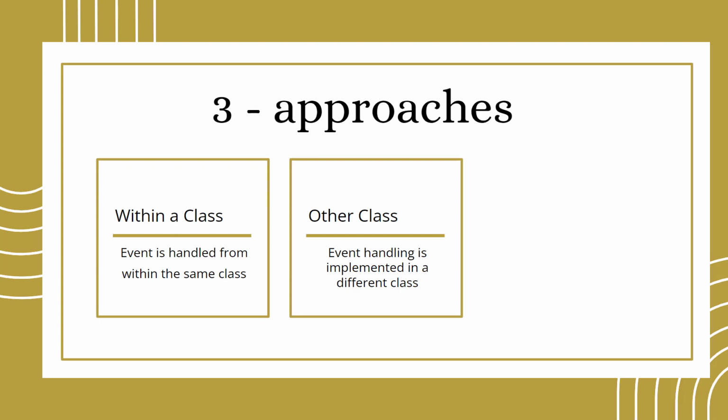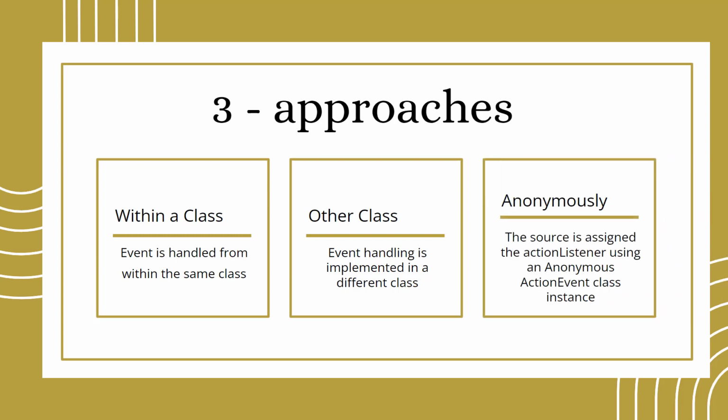Here the event handling is implemented in a different class. So in this case we normally have two classes. I'll explain this further in the code as well. Then the third way is it's implemented anonymously, and in this case the source is assigned the action listener using an anonymous action event class instance.